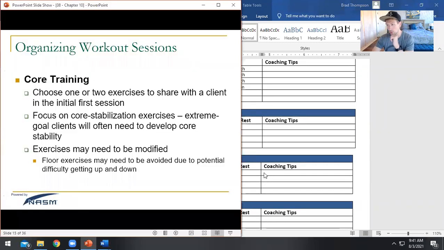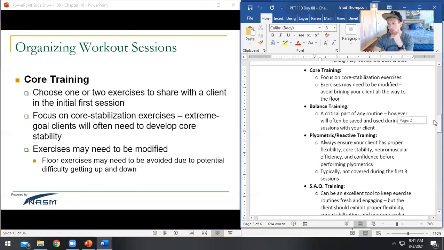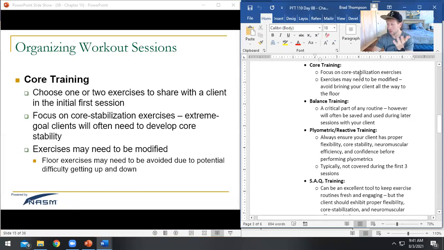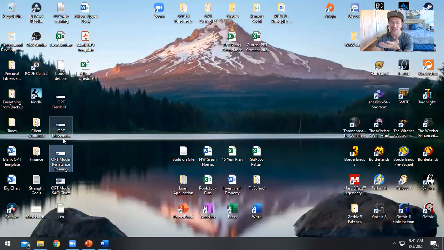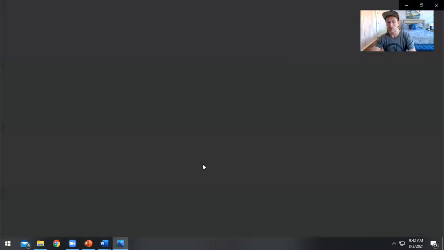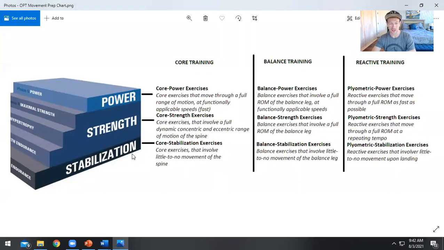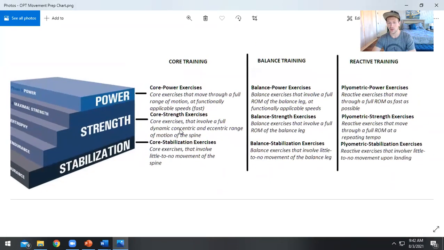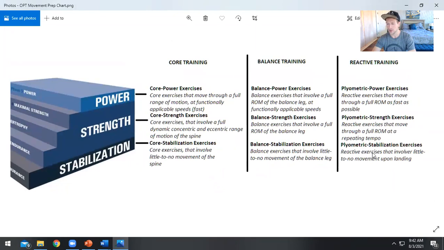So core training, hugely important for any client. But obviously also very relevant to our weight loss clients. So we are going to focus on core stabilization exercises. Why? Well, again, our client is in level 1, right? This is a brand new client. We are in stabilization. So we are only going to stay in this row right here. We're not dropping into these higher rows here.